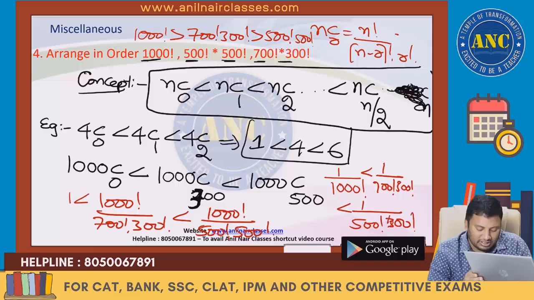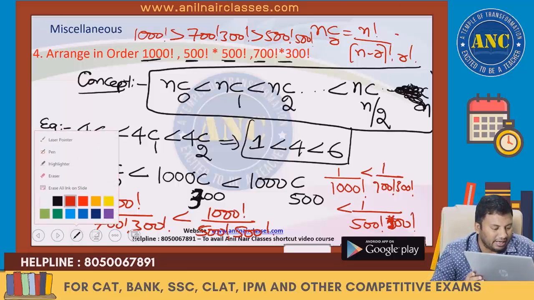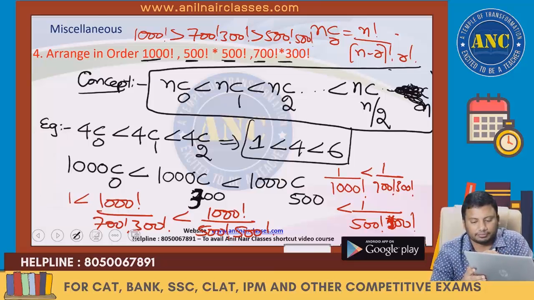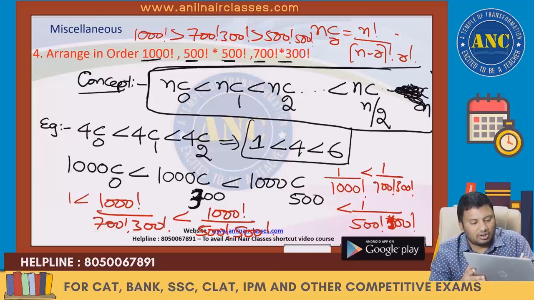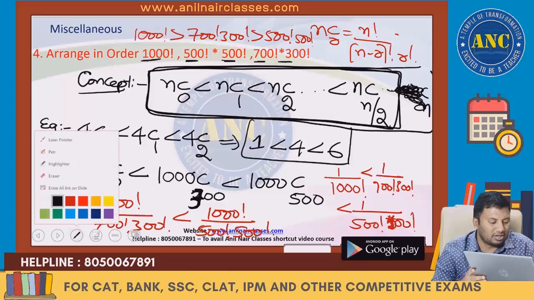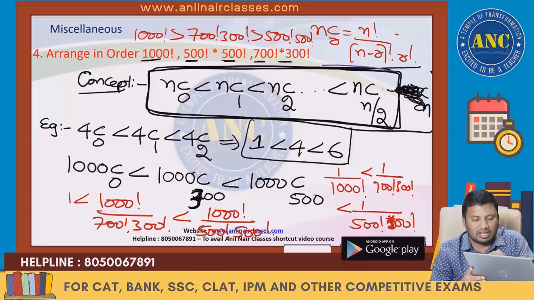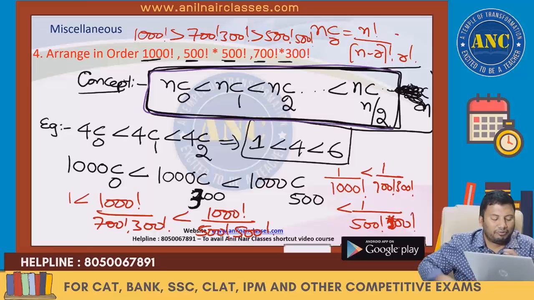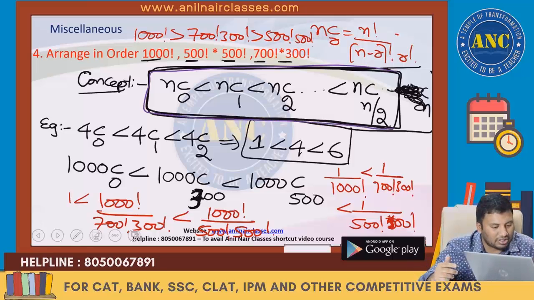Everybody, I hope, is it clear? The entire idea of this question is nC0 < nC1 < nC2 and so on up to nC(n/2). Fourth question based on comparison.